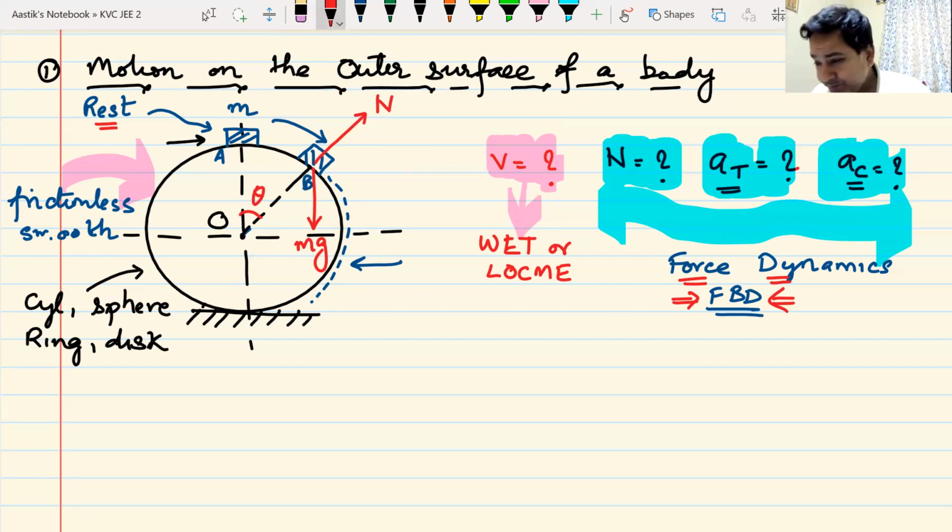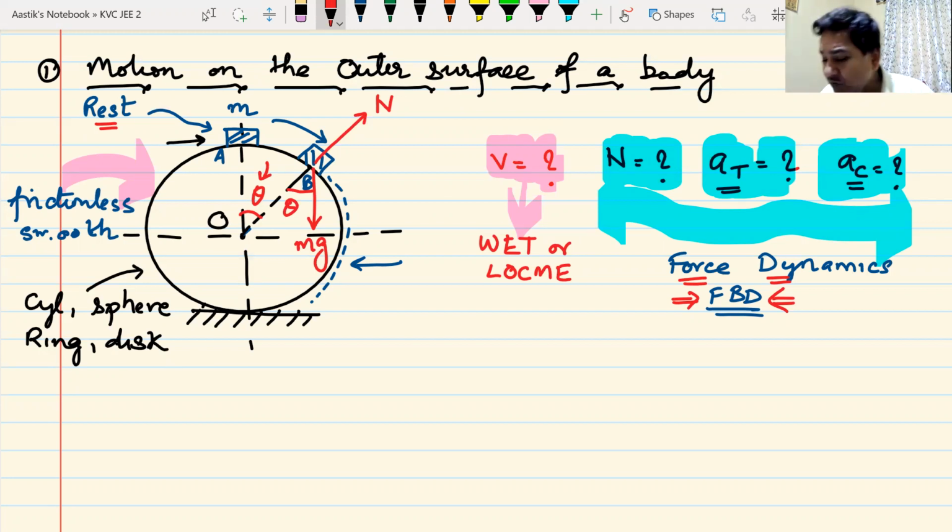Now again, remember, I have drawn the free body diagram. I have to resolve forces in 3 directions. The first direction is tangential. Now, what is the tangential direction here? First of all, you have to understand that if this angle is theta, this angle is also theta, alternate angles. Now, I have to resolve the forces into 3 directions: tangential, centripetal, and perpendicular.